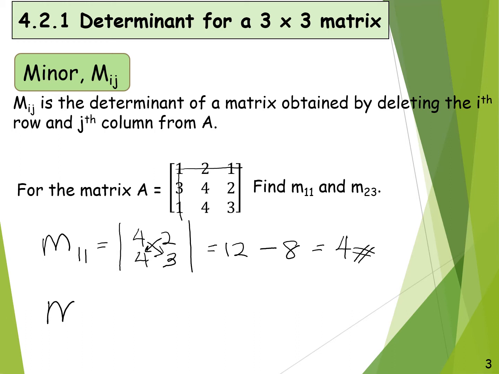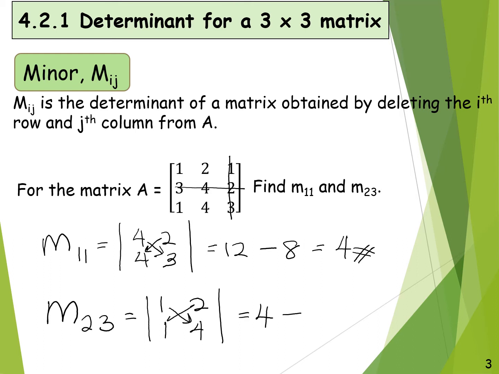And then find M23. M23 means we delete the second row and the third column. So we find the determinant of the resulting 2 by 2 square matrix, the determinant of [1 2; 1 4]. So this is equal to 1 times 4 is 4, minus 2 times 1 is 2. So M23 is equal to 2.